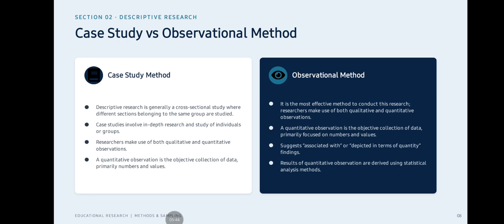Observational method. It is the most effective method to conduct this research. Researchers make use of both qualitative and quantitative observations. A quantitative observation is the objective collection of data primarily focused on numbers and values, depicted in terms of quantity. Results of quantitative observations are derived using statistical analysis methods.